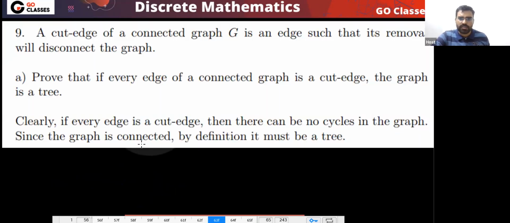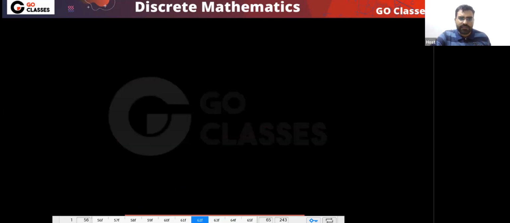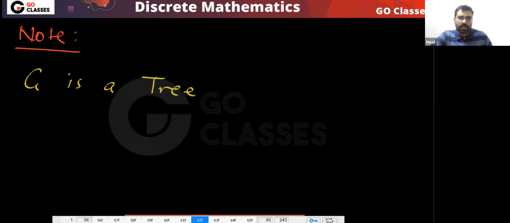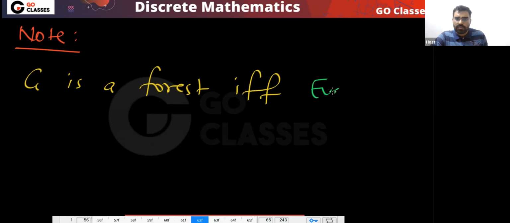Okay, so this is the idea. So you can notice that every edge. Okay, so this is the theorem you can make. I can say that G is a forest if and only if every edge is a cut edge. Yes or no? If and only if every edge is a cut edge.